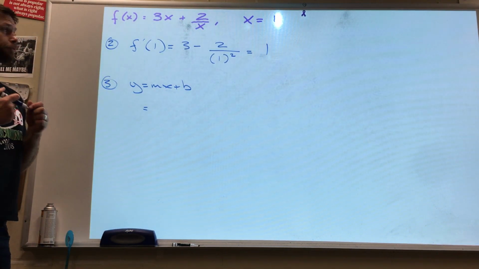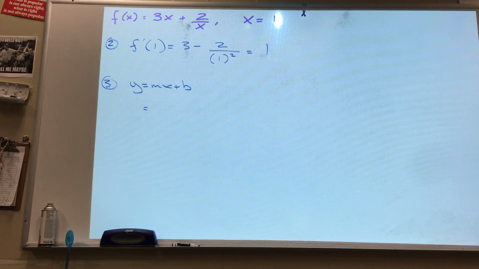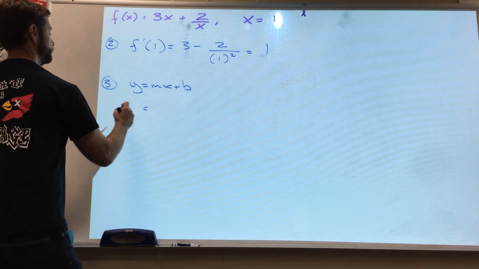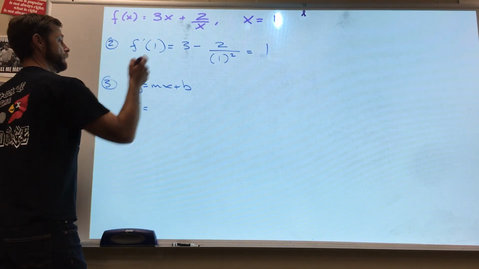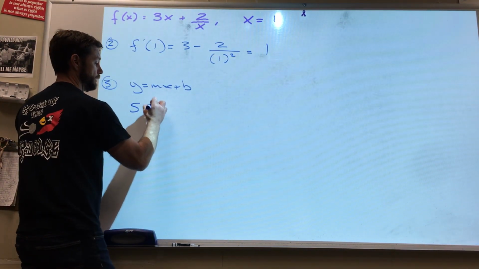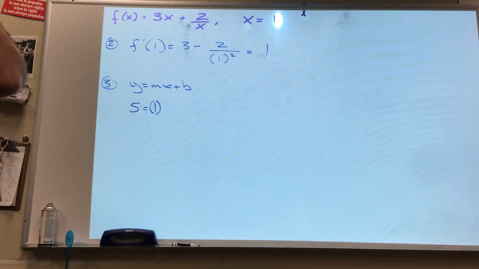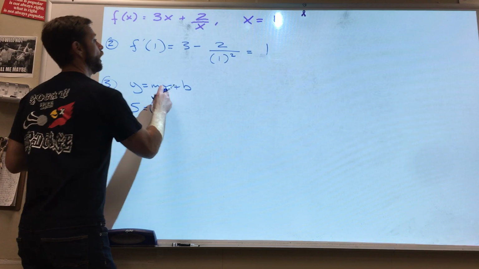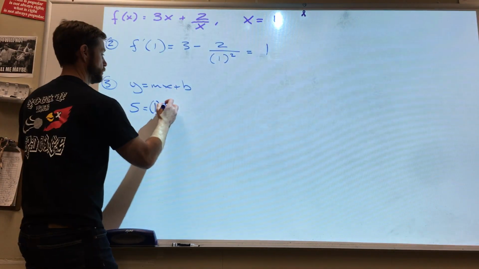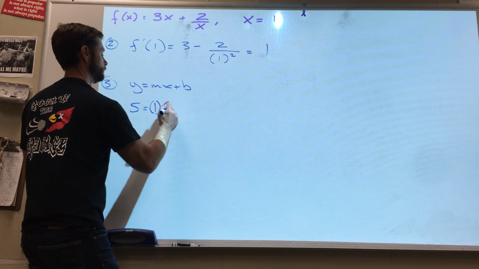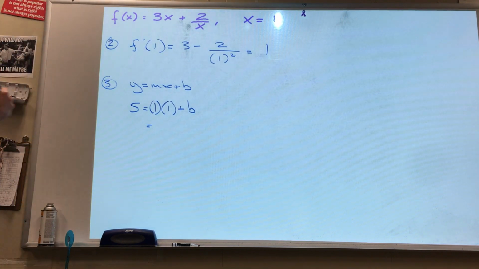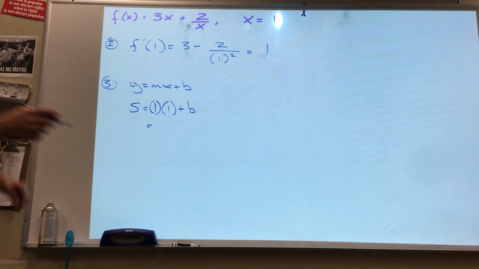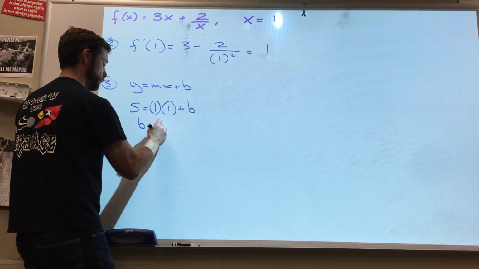What's my y value on the curve? I plugged it into the f value. My m is my slope. Let's write it. No one usually writes that, but let's just write it so you make sure that you know where it is. So that's my m, the derivative 1, times my x value, which happens to be 1 as well, which is added to my b value. 1 times 1 is 1. 1 plus b is 5, so b must be 4.